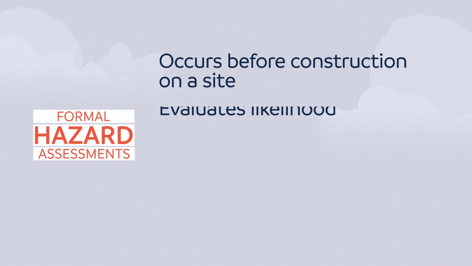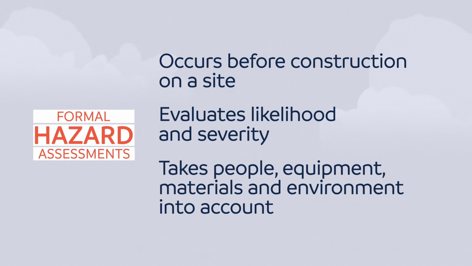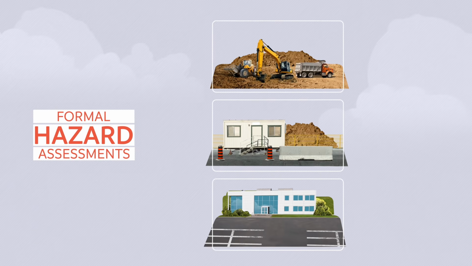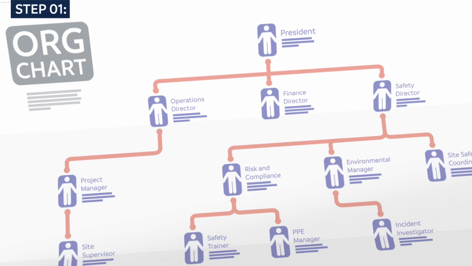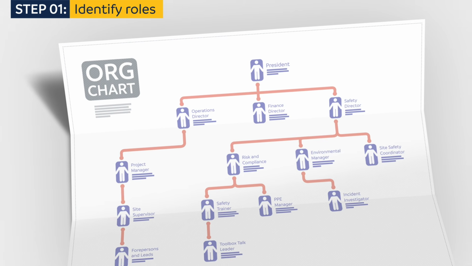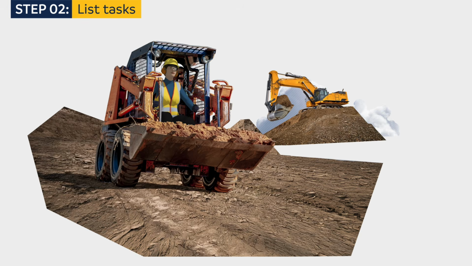This process proactively evaluates the likelihood of an event occurring and the potential severity of its consequences. Formal hazard assessments take a close look at what the worker is doing by assessing the tasks they are performing. Whether in the field or the office, the steps of a formal hazard assessment are the same. Step 1. Identify roles. Who does what in the office or on the site? Step 2. List tasks. Specifically what people do.